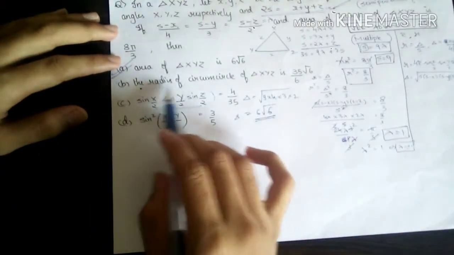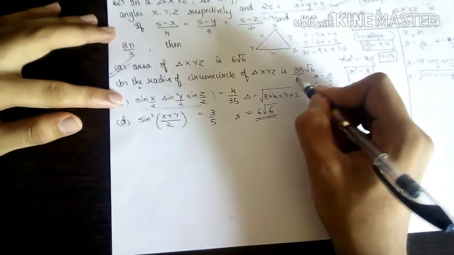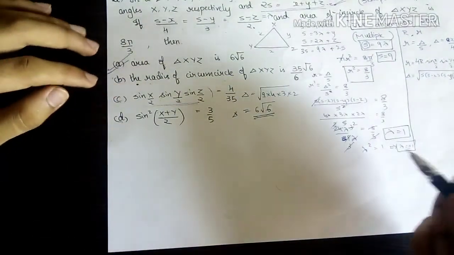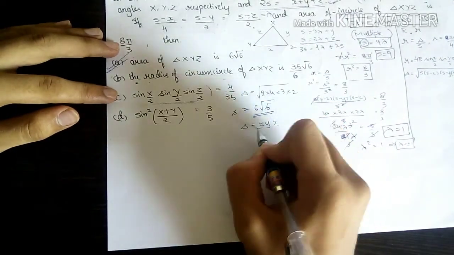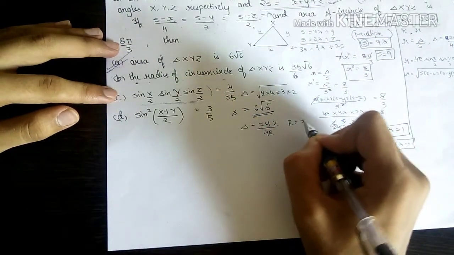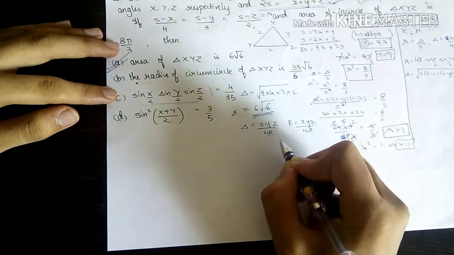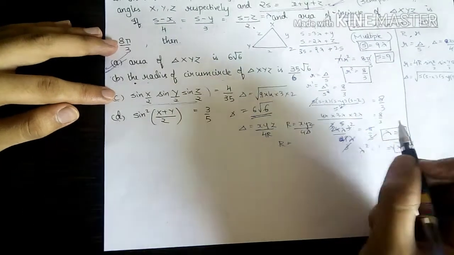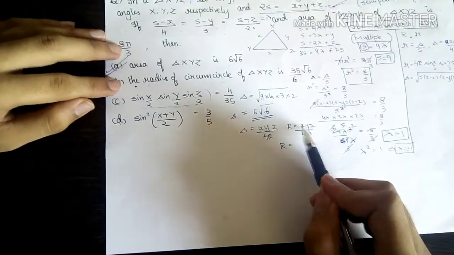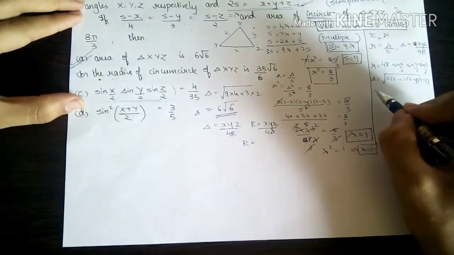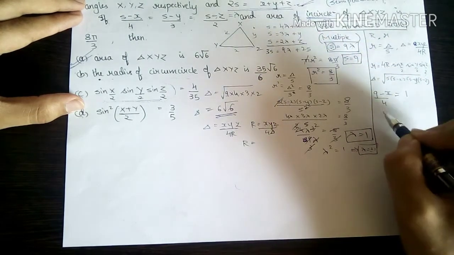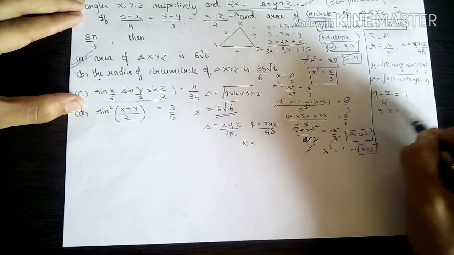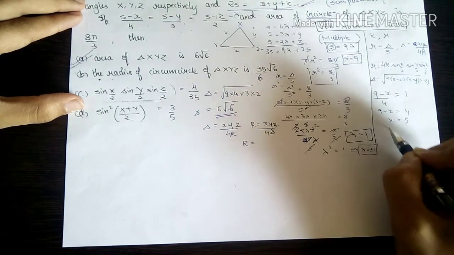Now let's check this one, the radius of the circumcircle. They want it to be 35 root 6 divided by 6. Let's just check whether it is true or not. So we know delta is equal to xyz divided by 4R. So R will be xyz divided by 4 delta. We can find out the values of the sides also. So we know s is 9. 9 minus x divided by 4 is equal to lambda, which is 1. So 9 minus x is equal to 4, x is equal to 5. Similarly, we will get y is equal to 6 and z is equal to 7.